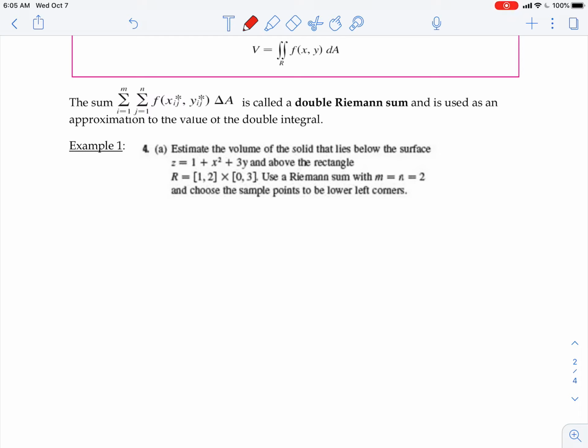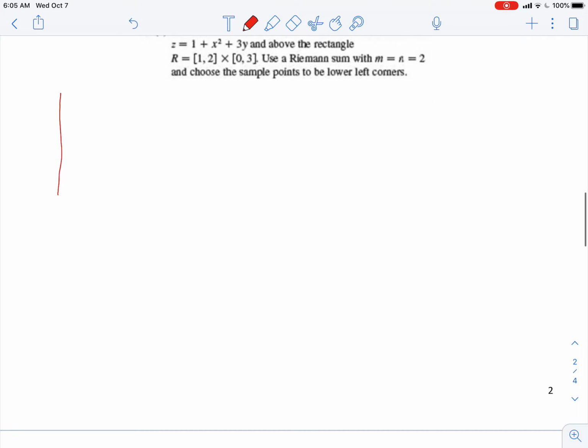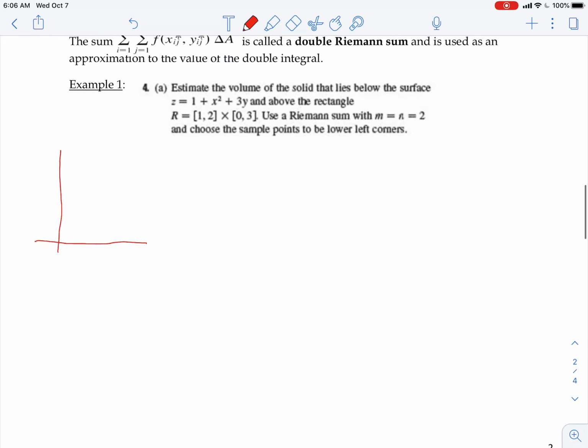Estimate the volume of the solid that lies below the surface z equals 1 plus x squared plus 3y, and above the rectangle [1, 2] by [0, 3]. And we'll use a Riemann sum with m equals n equals 2, and choose the sample points to be the lower left corners. Alright, so let's go ahead and draw what this would look like. It's always a good idea, if we're going to do this by hand, to draw what the Riemann sum is going to look like. So we're told that for the x, we're going to go from 1 to 2.